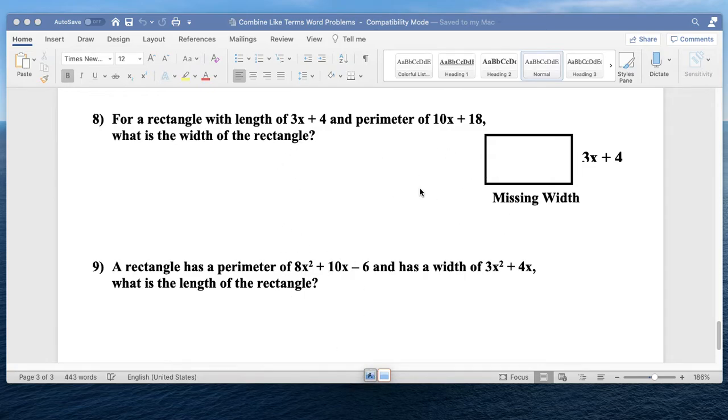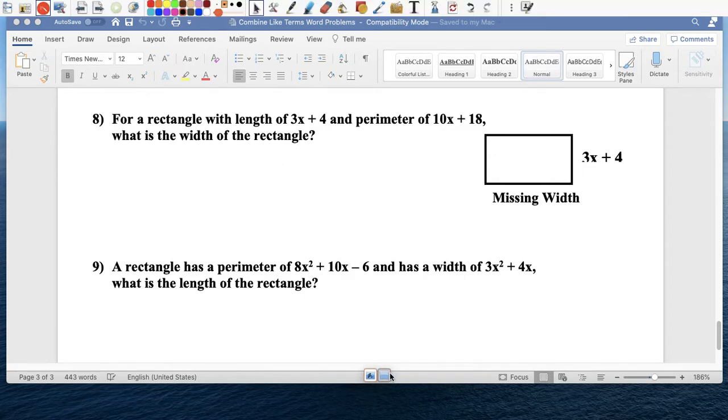It's a rectangle. So we know that one side is 3x plus 4. So if that's 3x plus 4, guys, we also know that this is 3x plus 4. We also know that if I add this side with this side with this side and this side, the total perimeter is 10x plus 18. So let's find the missing side. If the total is 10x plus 18, we can do this: 10x plus 18. Let's take away this guy.